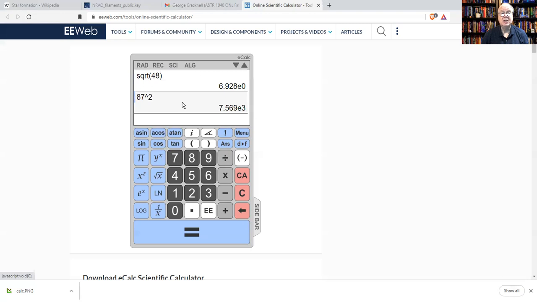Now, standard notation is nice for small numbers, but in astronomy, we're going to use really big numbers. And so sometimes you're going to need the scientific notation. And that is just about everything that you're going to need. So I hope you'll give this little calculator a try. It's really very nice. And let me know if you have any problems at all with it.